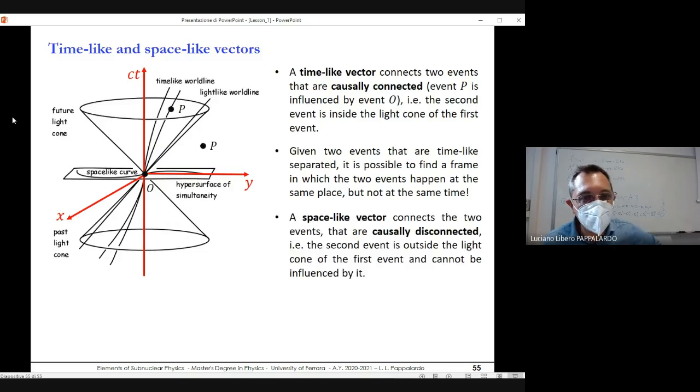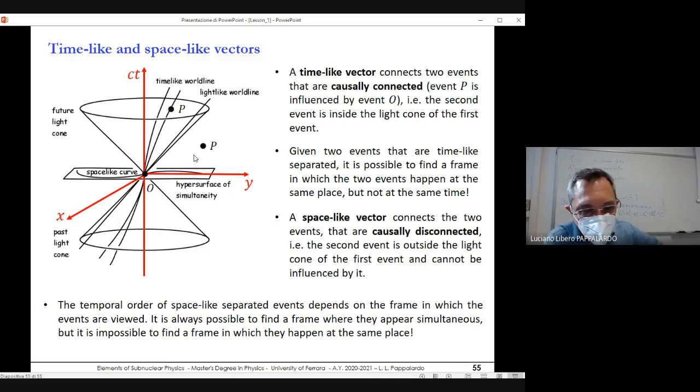The other possibility is that now your second event P is outside of the light cone. Okay. So in this case, the displacement OP is a space-like vector. It connects the two events that are now causally disconnected, in the sense that the second event, which is outside the light cone, is not influenced by the first event O. Okay, and it will be never influenced in any reference frame.